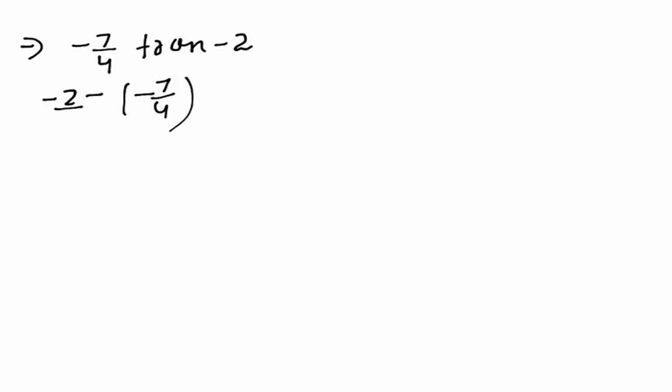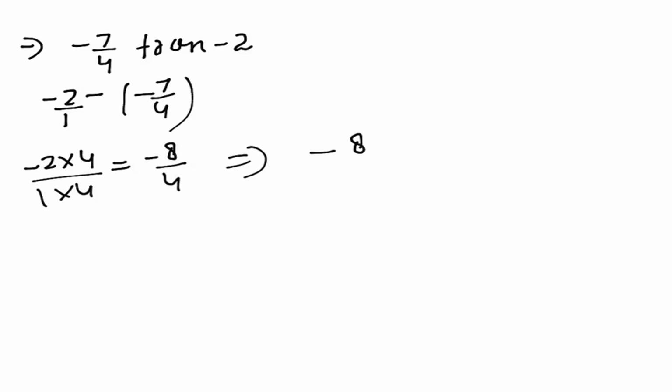So it means there we have 1 in the denominator. So we have to make the denominator as 4, as the LCM of 1 and 4 will be 4 only. So we will multiply numerator and denominator by 4. We will get minus 8 by 4. So that implies we have minus 8 by 4 minus 7 by 4.